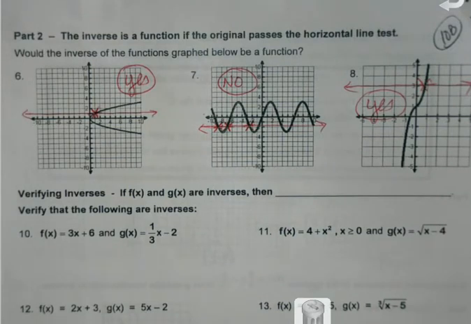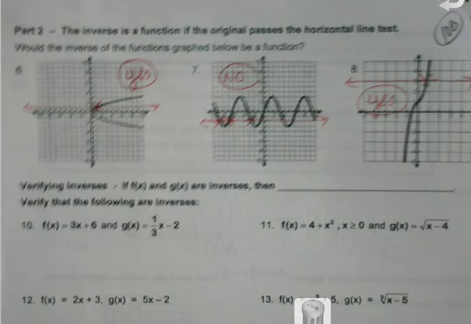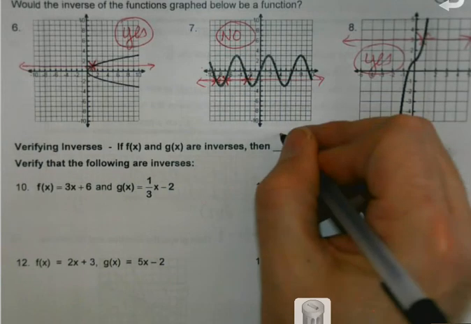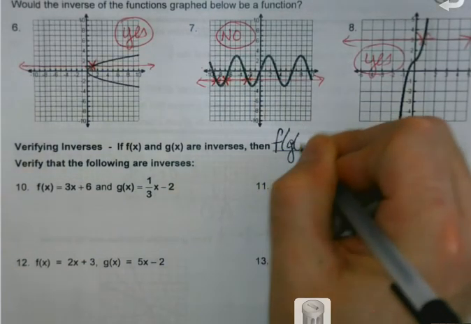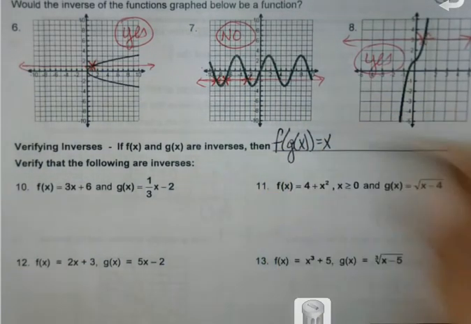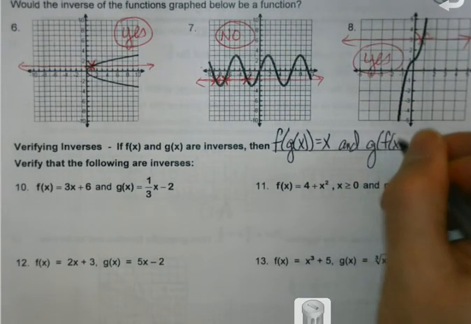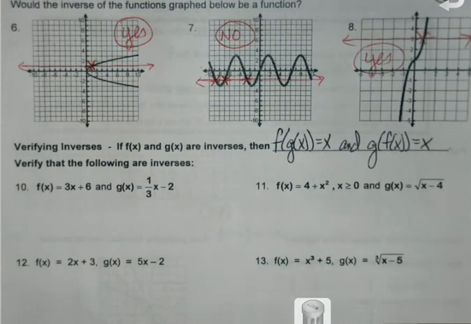Another way that we can do this, if we don't have a graph, is through verification. If f of x and g of x are inverses, then f of g of x will equal x, and g of f of x will equal x. In other words, if I plug the g function into f, the answer is going to come out x. But if I also plug the f function into g, the answer is going to come out x. And if it doesn't, well, then they're not.